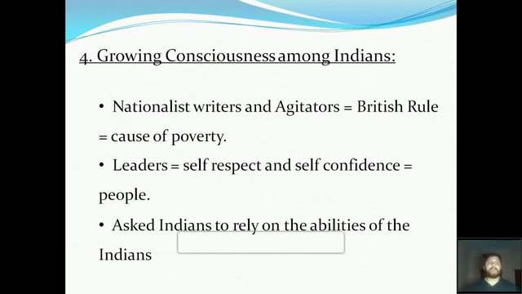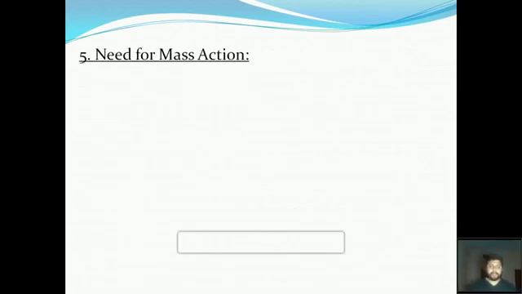Now we are moving to the next point, reason number 5 behind the emergence of assertive nationalism: need for mass action. The leaders knew that with a small group of people they were not going to achieve anything, because they had learned it from the First War of Independence in 1857. Different events took place in different parts of the country, but the British suppressed them. So the assertive nationalist leaders knew that with a small group or just the middle class of the society, they were not going to achieve the goal of the nation.